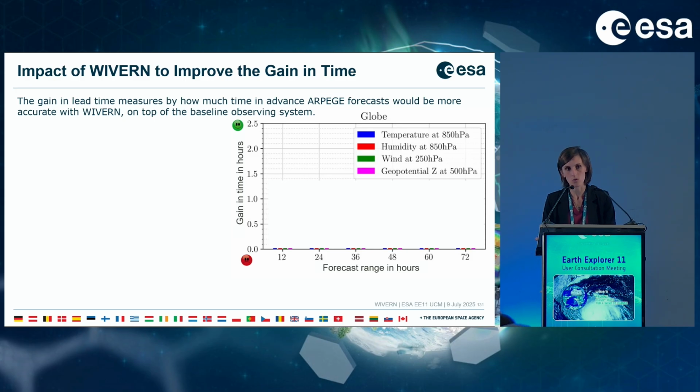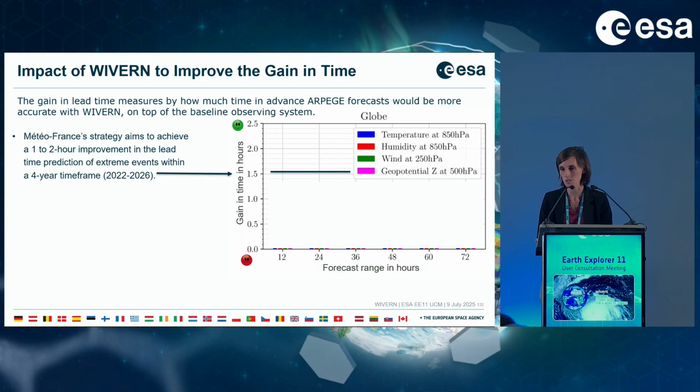But before showing you the impact of WIVERN, let's put a bit of context. For instance, Météo France strategy aims to achieve a 1 to 2 hours improvement in the lead time prediction of extreme events. This means that the aim is to gain a 1 hour extra warning time to alert people, for instance. And to make this happen, Météo France plans to do improvement across all the different components of the NWP system.